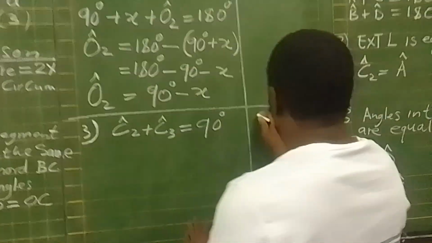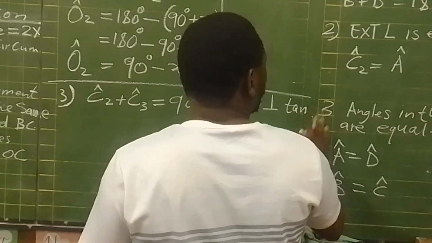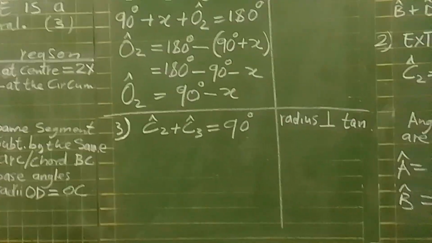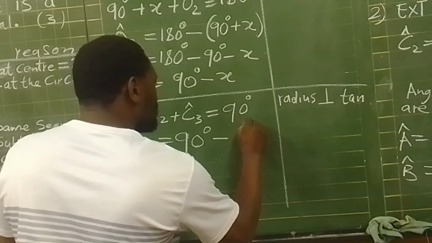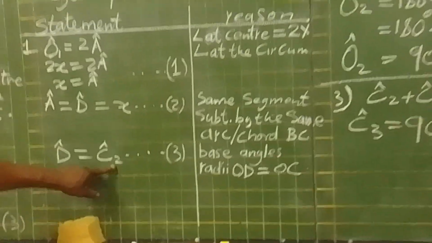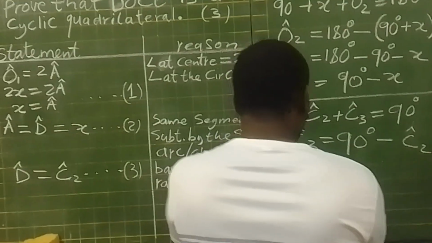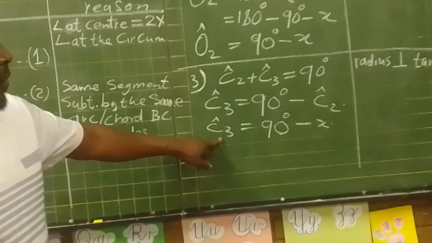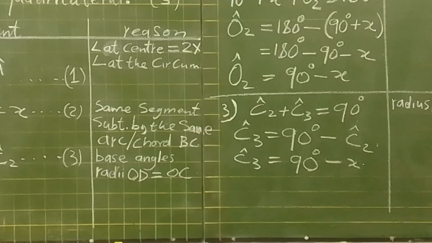The reason for this is what? Radius is perpendicular to tangent. Right? We must find what? C3. What is C3? C3 is equal to 90 degrees minus C2. But C2 we have proven in question 1, that C2 is equal to D is equal to A, they all equal X. Now we can say C3 is equal to 90 degrees minus X. Once we see that C3 is 90 degrees minus X, we have O2 as 90 degrees minus X. You see? O2 is 90 degrees minus X.